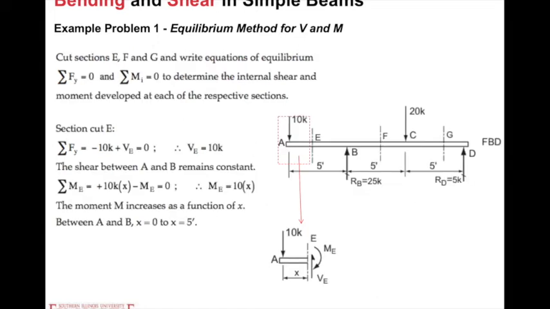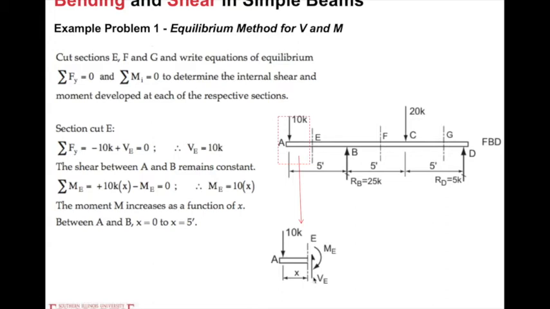So once we have the reaction force, we need to have some imaginary section cuts between AB, BC, and CD. That's called cut E, cut F, and cut G individually. Then let's start from the first one, section cut E. We have an imaginary cut, and cut this beam into two pieces. The first piece is AE, the right piece is ED.